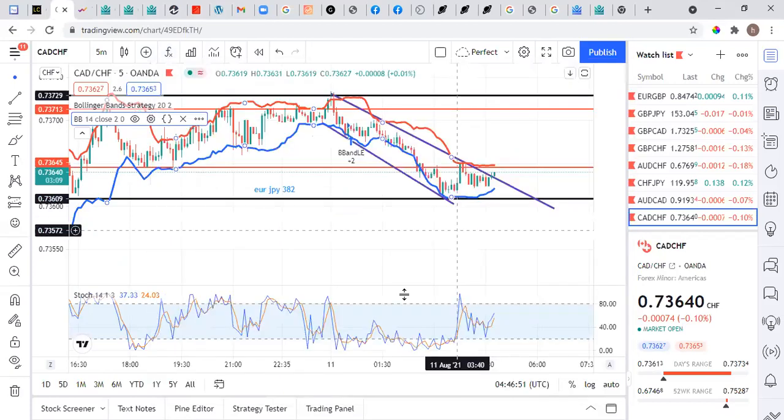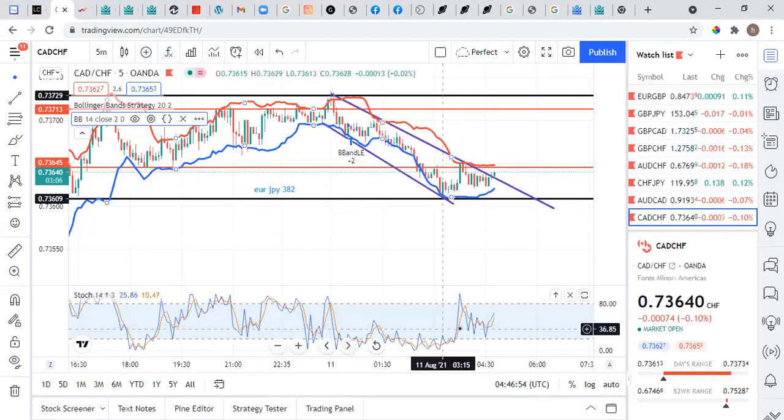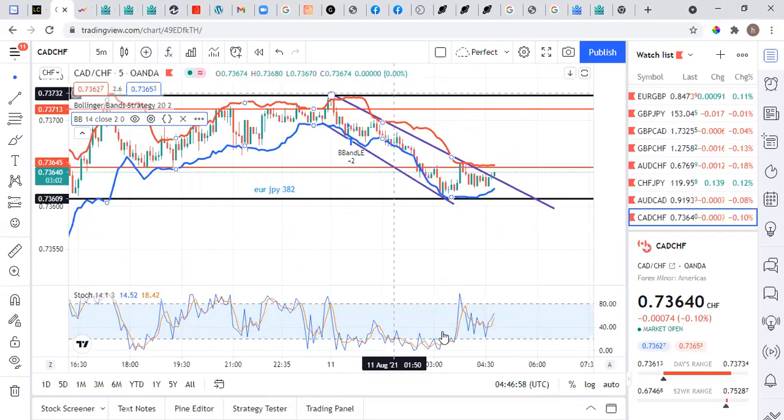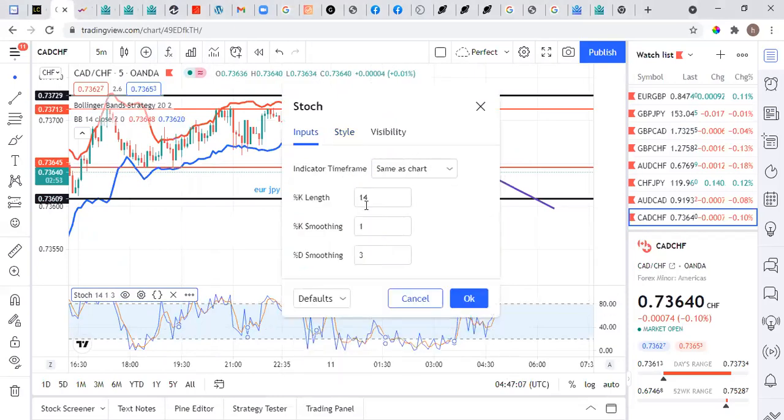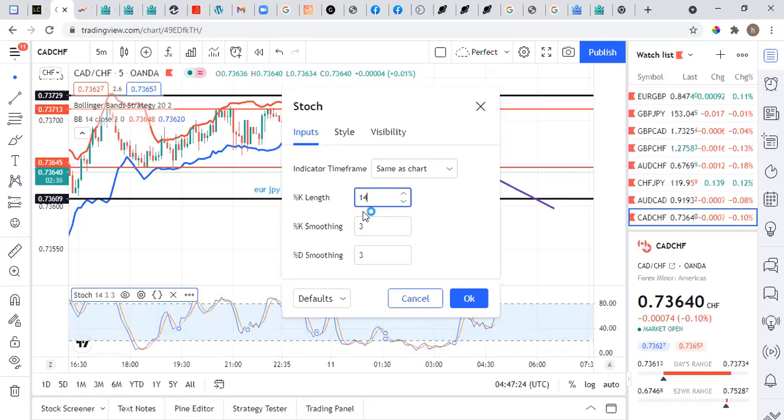As I click that stochastic, this came up, but these are on a default setting. So you want to set it. This is a setting I learned at IM Academy, and that's what I use by default. You want to make the length 14. Some people would make it 5, 5, 3. Let's just see the difference in a moment, but let me do the styling first.